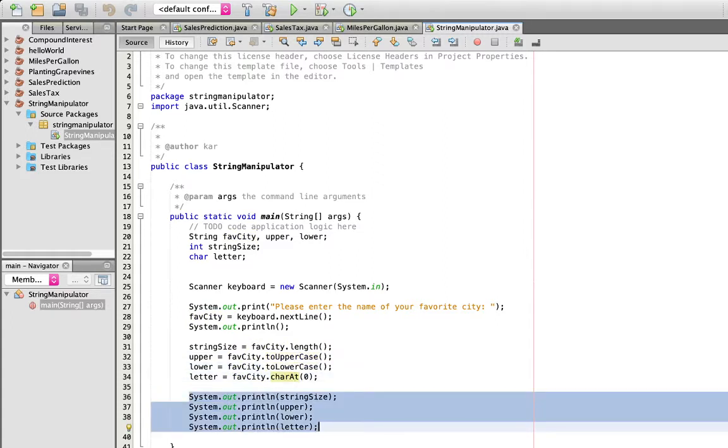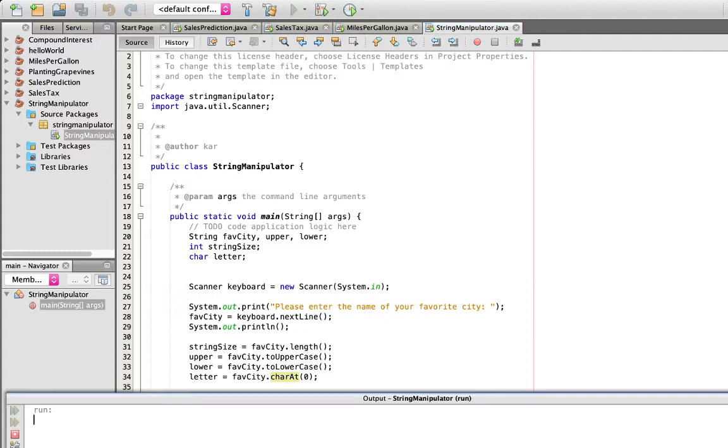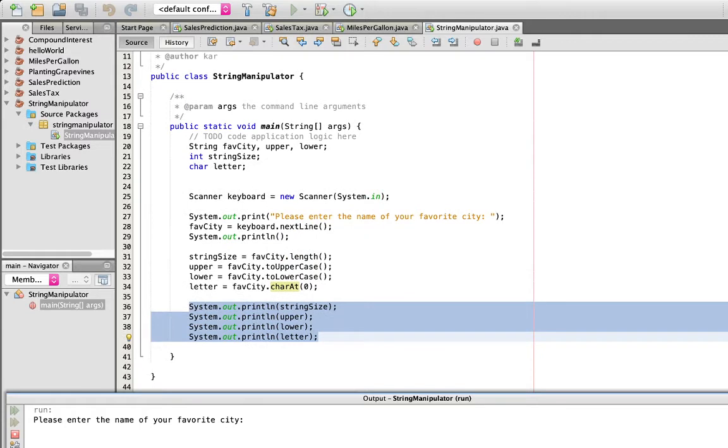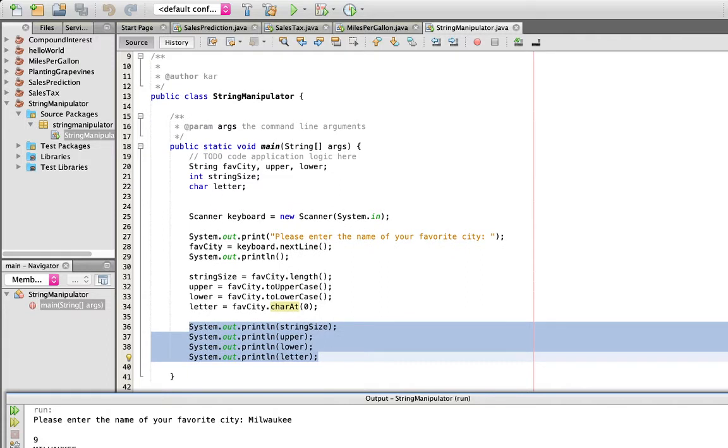And then if you run it, please enter the name of your favorite city. So I just put Milwaukee, enter, and then there you go. The number of letters in the word Milwaukee, all uppercase Milwaukee, all lowercase Milwaukee, and the first letter of the word Milwaukee. So yeah, that's pretty much it for the string manipulator.